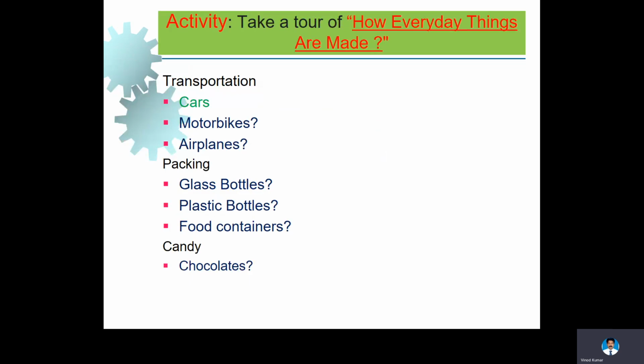Now, I'll give you an activity. Take a tour of how everyday things are made. For example, cars, how cars are made, how motorbikes are made, how airplanes are made. These are transportation systems. Then we have packing: how glass bottles, plastic bottles, food containers are made, candy, chocolate. Just think over it and see how these products are made.